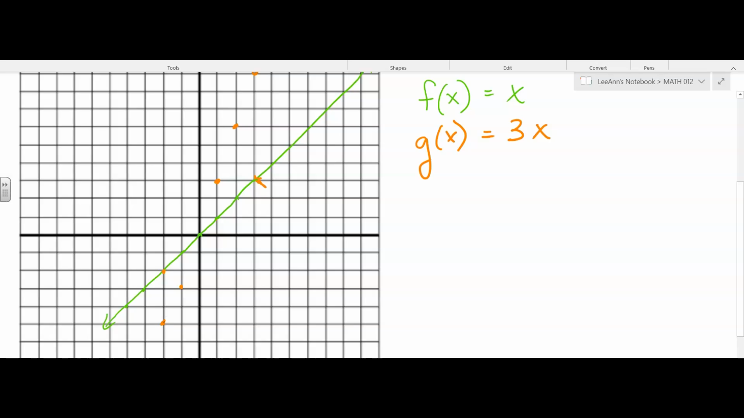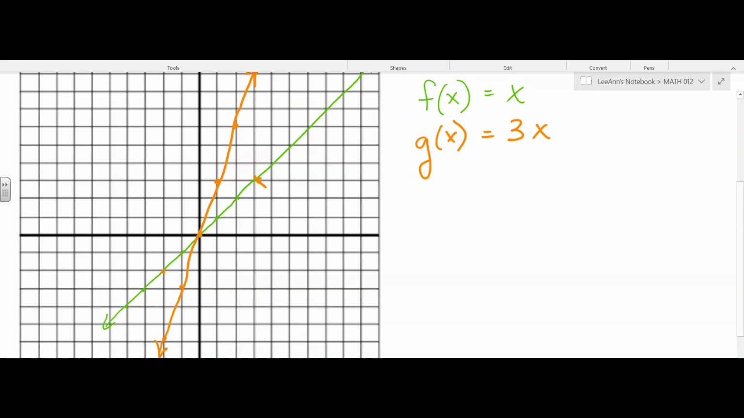Okay? Now, what happens at 0, 0? Well, that's still going to be 0, because 0 times 3 is still 0. Okay, so hopefully these line up. Oh, I'm off a point. It's down here. I think that's 6. Okay, now they should line up. So you get this vertical stretch.